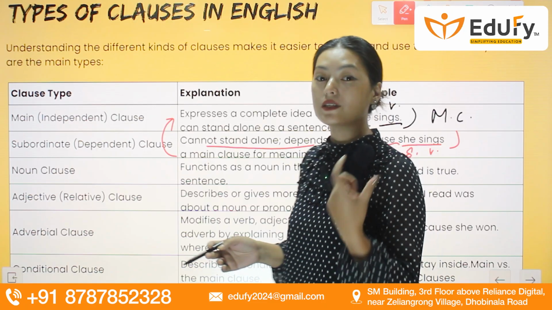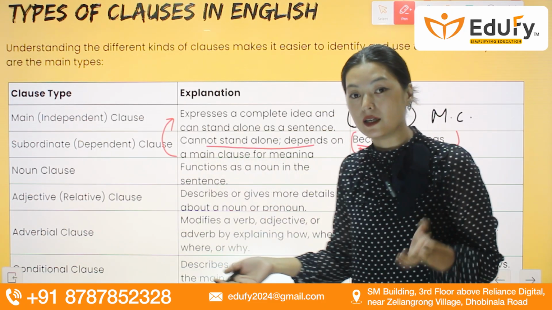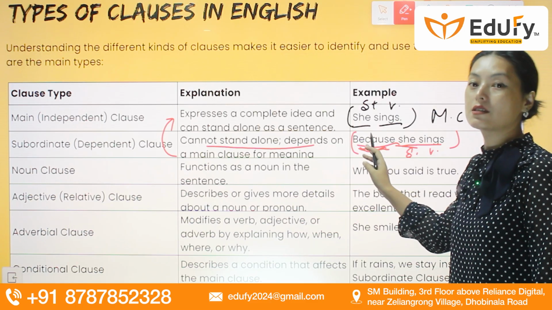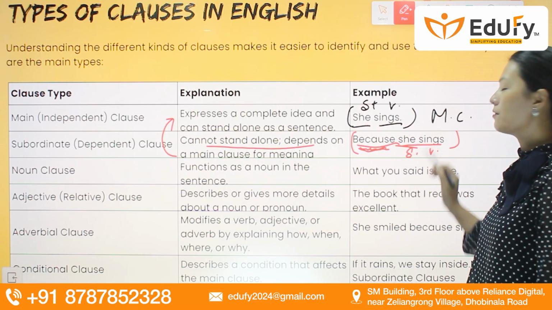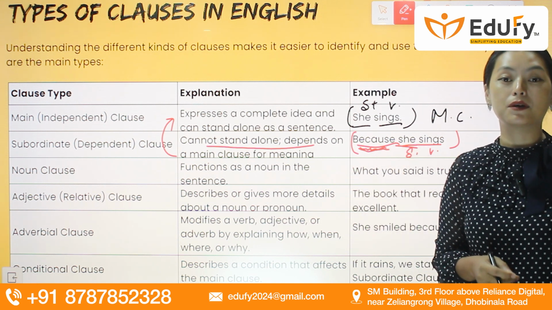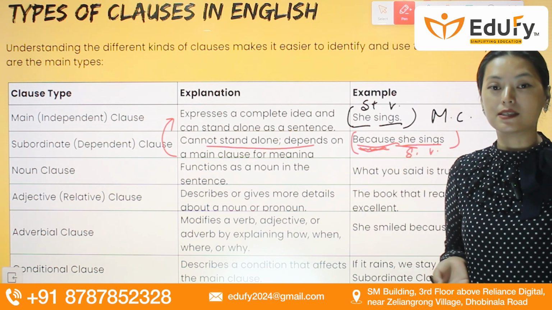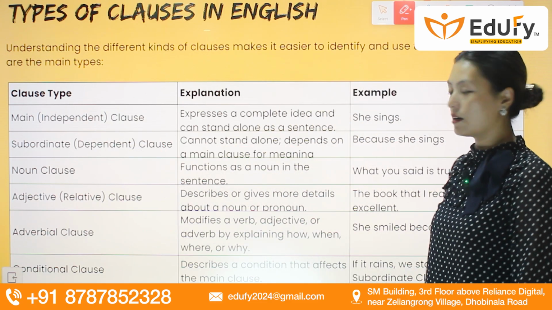So what we see here is that if I say she is practicing, that becomes the main clause, and the dependent clause depends on that main clause to make complete sense. By itself, if I write because she sings, you might not have an idea about what it actually means, the complete sentence. That is known as a subordinate or dependent clause.